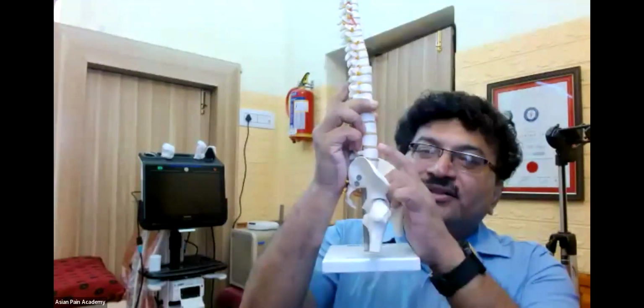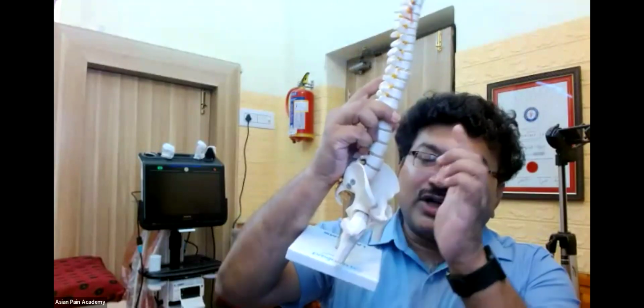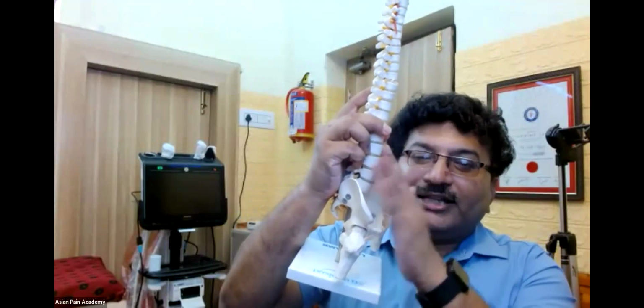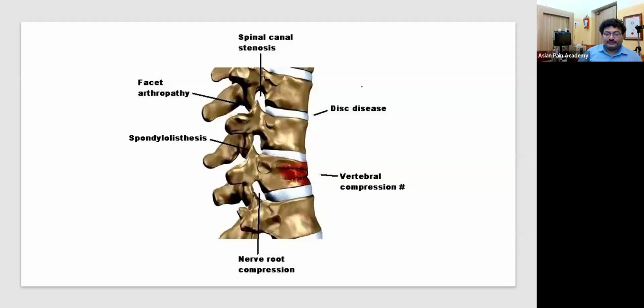The forward bending. Yes. What happens? The disc is anterior. So when the patient is bending forward, there will be more pressure and that will cause more pain. So we have to understand this mechanics so that we can actually detect those patients.